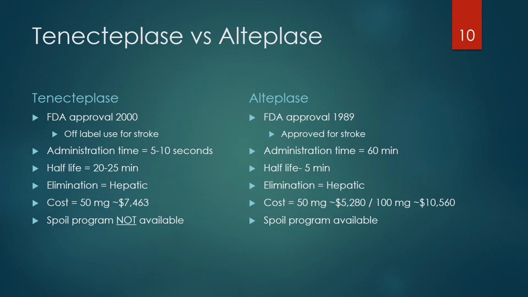Half-life is longer with tenecteplase at 20 to 25 minutes versus 5 for alteplase. They're both hepatically eliminated. Cost-wise, a 50 milligram vial is going to run you a little over $7,000 for the tenecteplase. With alteplase, you're looking at over $10,000 for the 100 milligram vial, which is what we use in most stroke patients. The biggest difference between these two is the spoil program is not available for the tenecteplase. So if you mix it up and don't use it, you're out that money. Whereas with alteplase, if you mix it up for a stroke patient and you end up not using it, at least you can recoup that money.